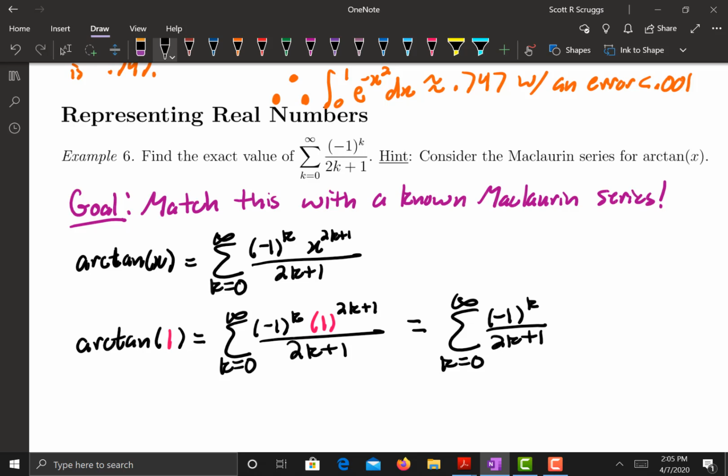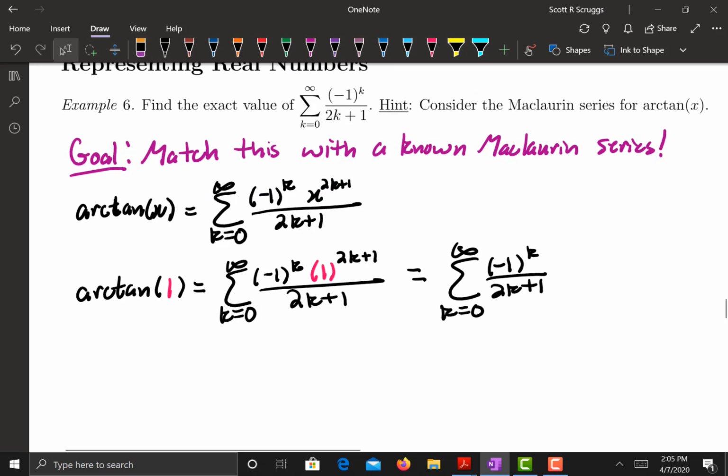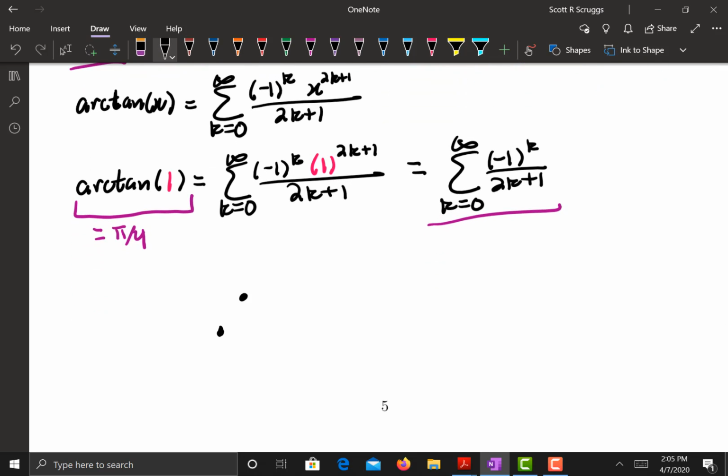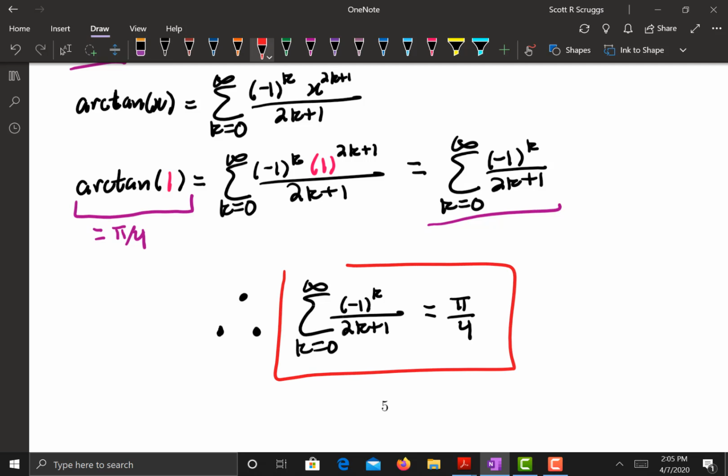So now, to answer the question, find the exact value of the series underlined below, it suffices for us to just know what is arctan evaluated at 1. And there's only one value that I know of such that if I plug something into tangent, I get 1. And that's pi over 4. And so what I can conclude, therefore, is this sum from k equals 0 to infinity of (-1)^k divided by 2k+1 equals pi over 4 as my final answer.